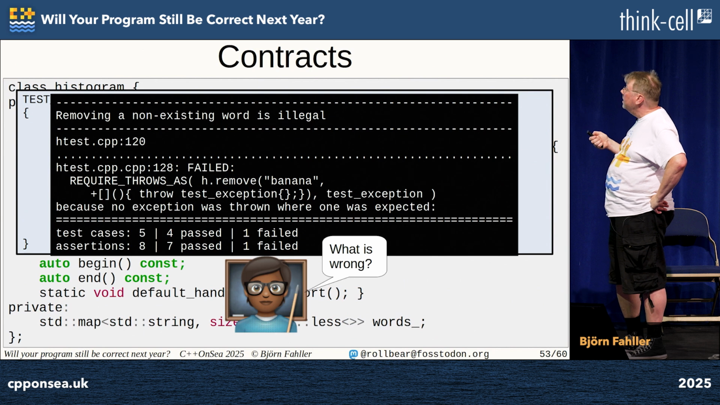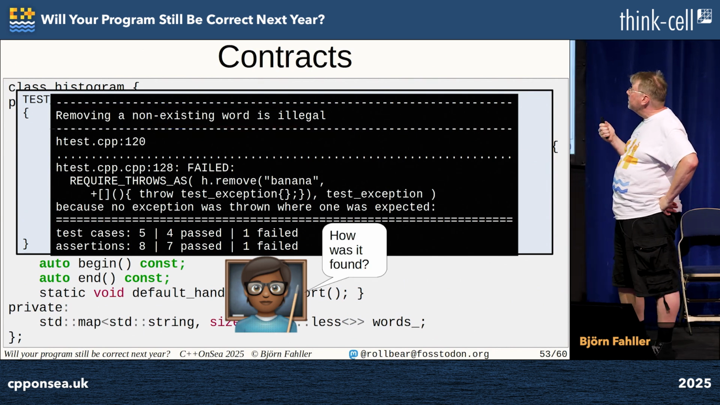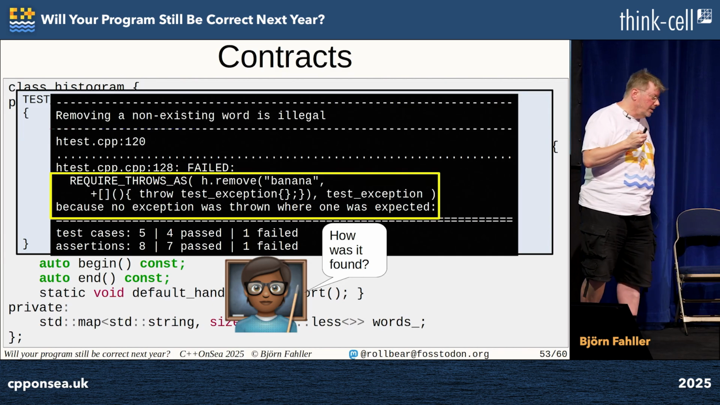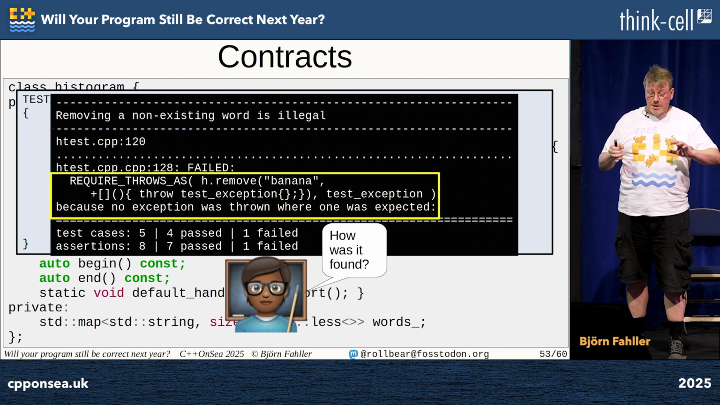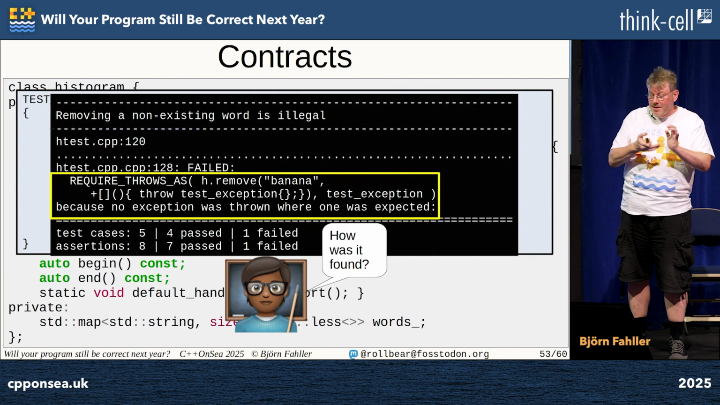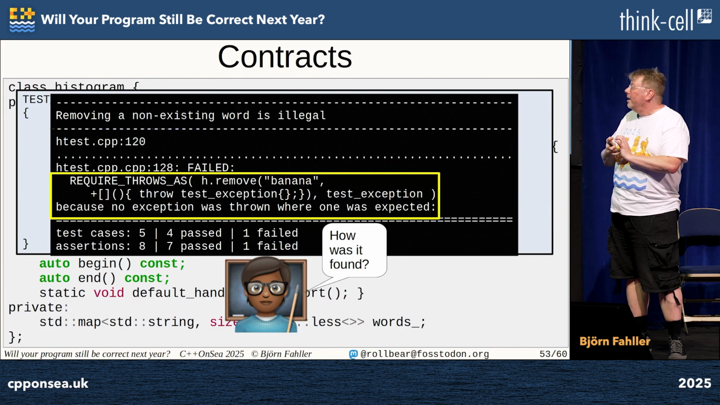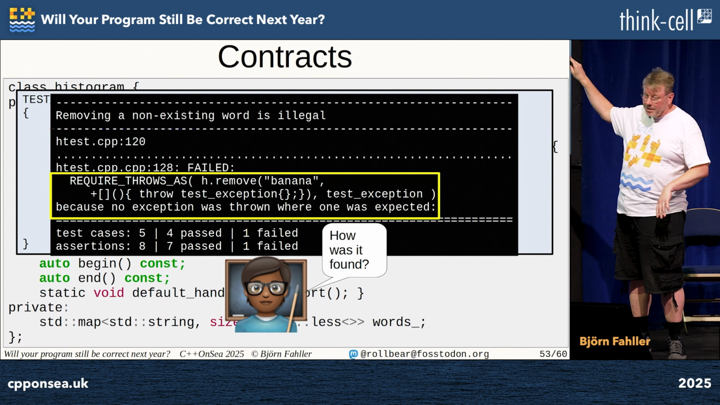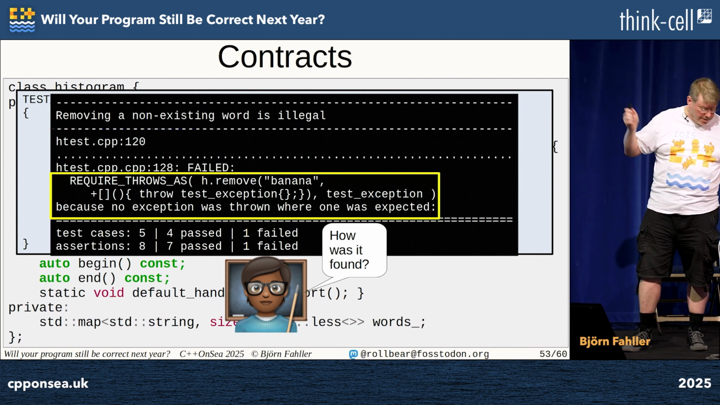And in this case, something is wrong. Removing a non-existing word is illegal. It didn't throw. Okay. This is information. But the advantage of doing something like this, especially with a local exception class that only exists here, is that there is absolutely no way this same exception can be thrown by any other means than by calling my test violation handler. This is useful.